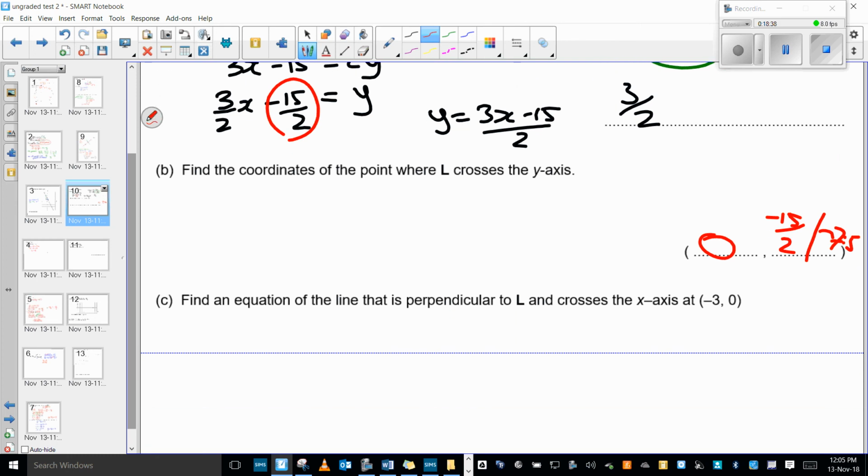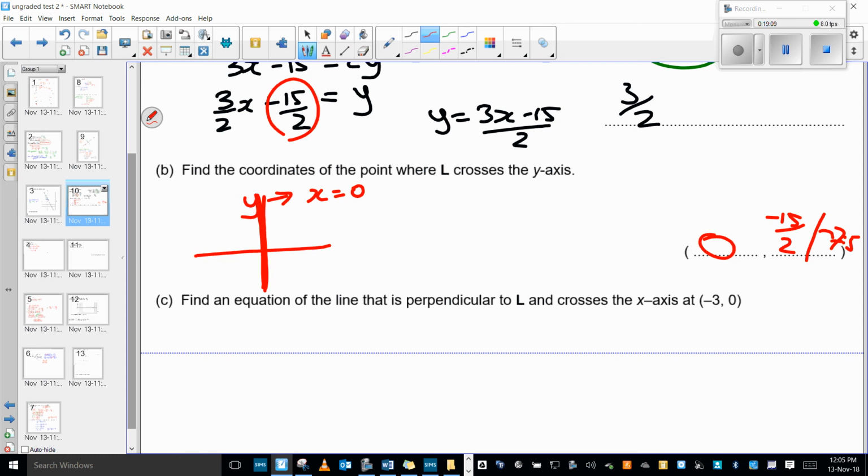Find an equation of a line that's perpendicular to that and crosses at negative 3, 0. Sorry, why was it 0? Because y-intercepts are always where x is 0. Remember, the equation of the y-axis is also the line x equals 0. So along this line here, the value of x is always going to be 0. So for any y-intercepts, the x coordinate will always be 0.